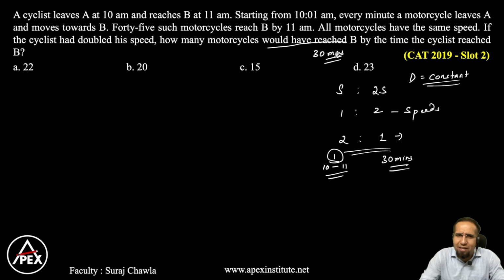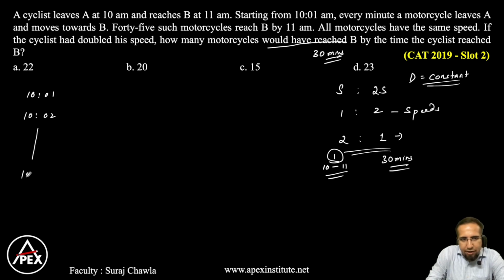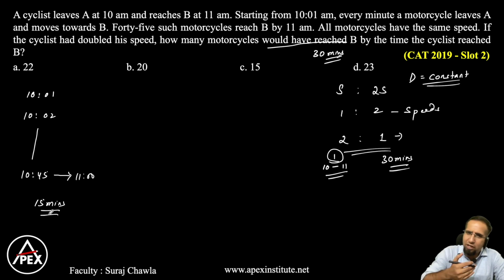Now let's understand from the motorcycle's point of view. Now what is happening here? The first motorcycle started at 10:01, the second motorcycle started at 10:02. Similarly, the last motorcycle started at 10:45, and it reached B at 11 o'clock. So can I say the time taken by each motorcycle is 15 minutes? Clear? Right? Because 10:46 will reach at 11:01 and I'm not bothered about that 11:01. I'm all bothered about 10:45. It is reaching by 11 o'clock.